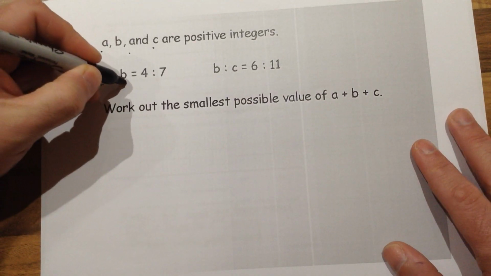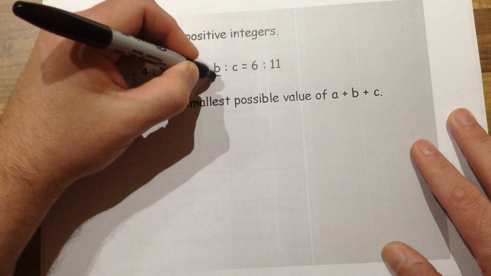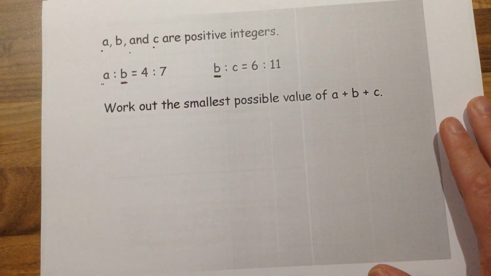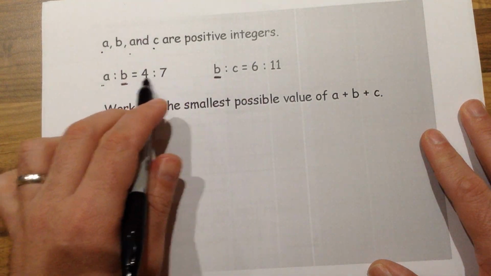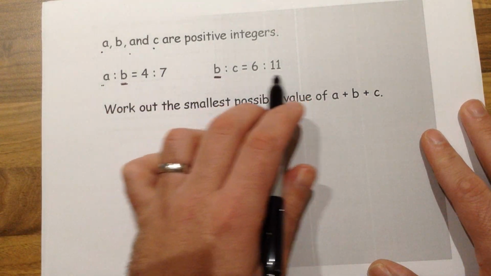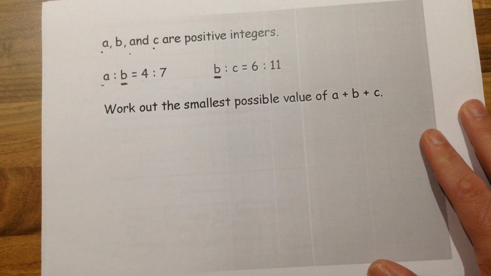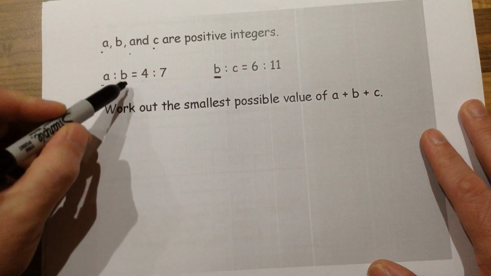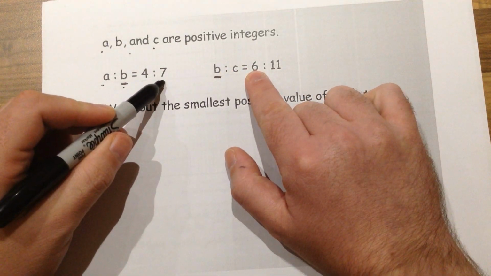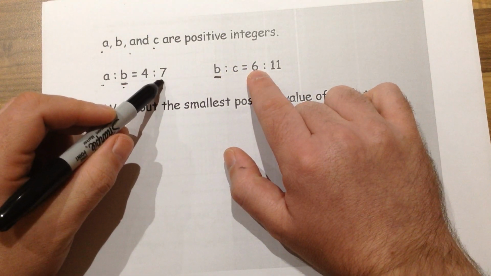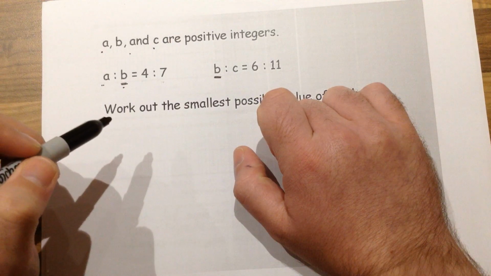Now what you might notice is that both of these ratios have a letter in common. That's the letter B. In order for me to compare this ratio with this ratio, I need to try and make the value for B in both of these the exact same number. At the moment it's not. This one is 7, this one's 6.